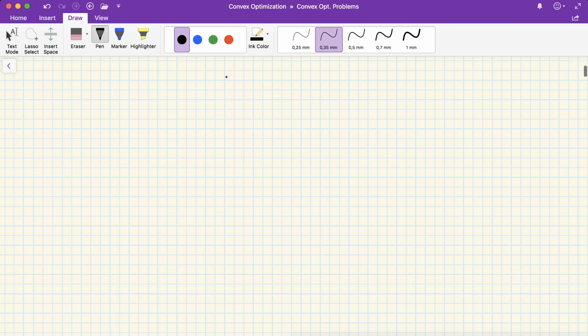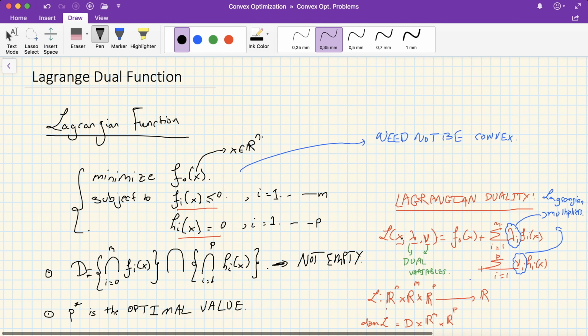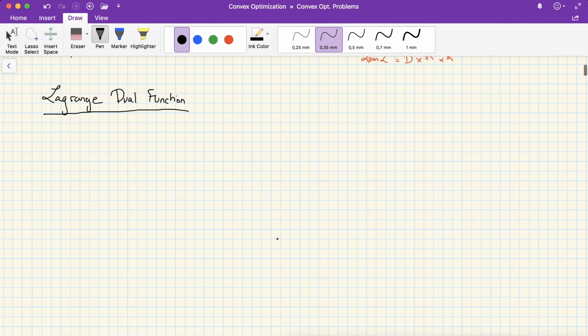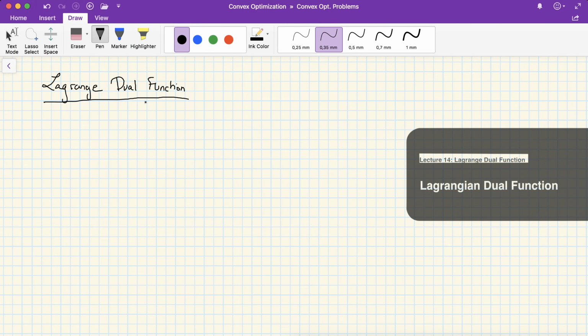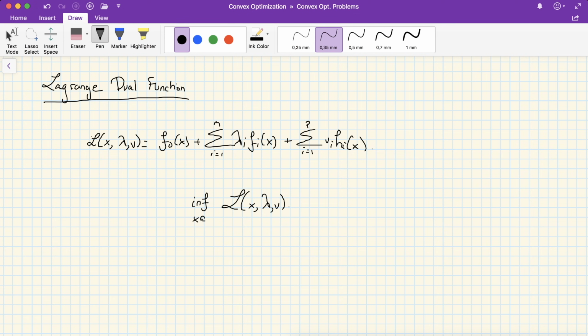Now let's move to another subtopic, the Lagrange dual function. This L is referred to as the Lagrangian function, or simply the Lagrangian. The Lagrange dual function is something else. To be precise, you take the Lagrangian L of x, lambda, nu, which we defined as f0 of x plus the sum of lambda i fi plus the sum of nu i hi. You take this function and consider the infimum over x, where x belongs to the domain of the function. This returns a function in lambda and nu, which we will call g of lambda and nu.